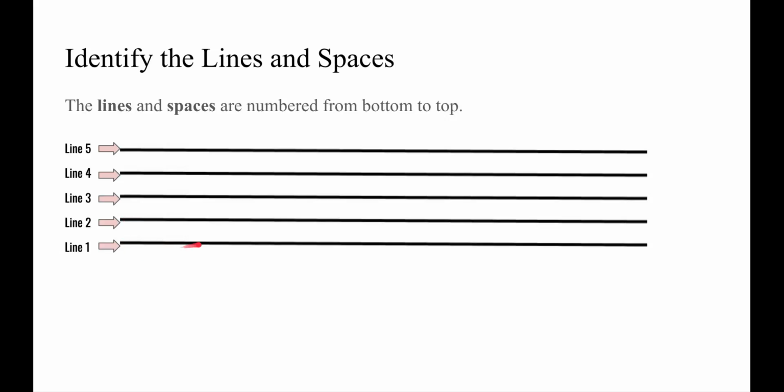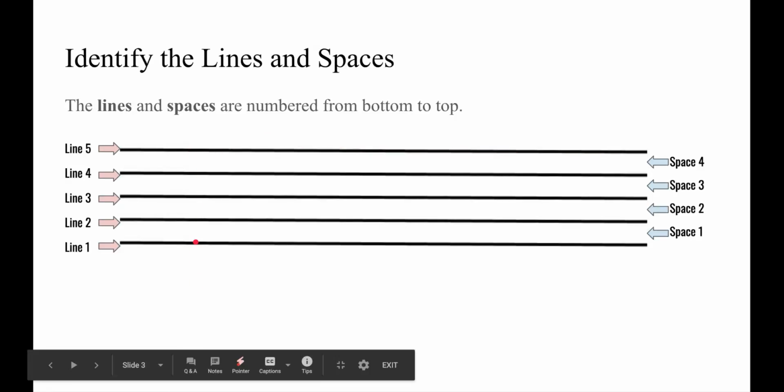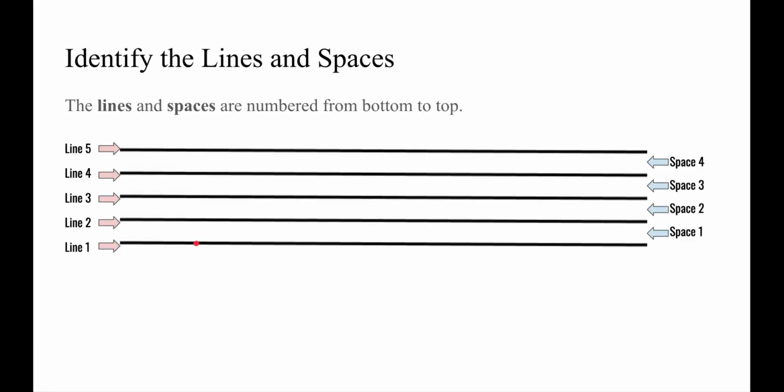So this first line here, this one is number 1, the one on the bottom. And then you number up from there. So this is line 2, 3, 4, 5. And the same thing goes for the spaces. This bottom space here, we refer to this as space 1, space 2, space 3, and space 4. Now, some kids have a difficult time remembering which direction to number the lines and spaces. Sometimes they can't remember, is it the top one that's line 1 or is it the bottom one that's line 1? And so here's the trick to remember.